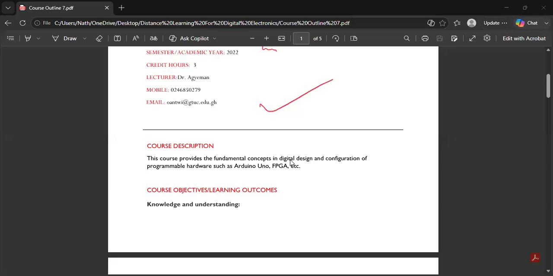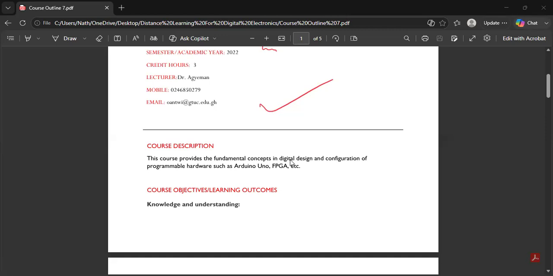Then we'll look at how circuits are designed, and then memory-based circuits. When you say memory-based circuits, we have flip-flops, right? Memory-based circuits are basically sequential circuits. We look at that as well, and at registers and counters.